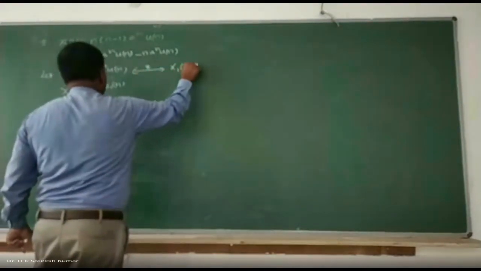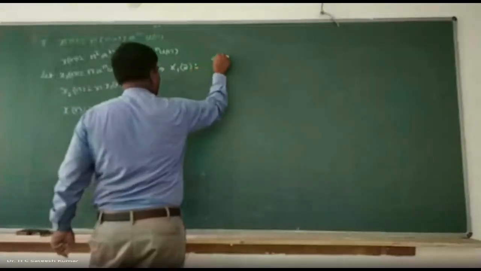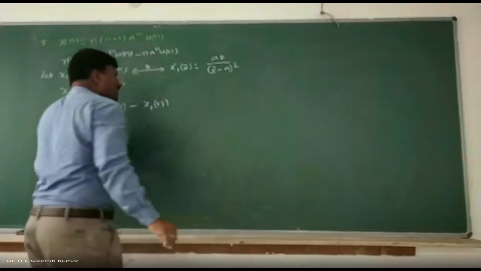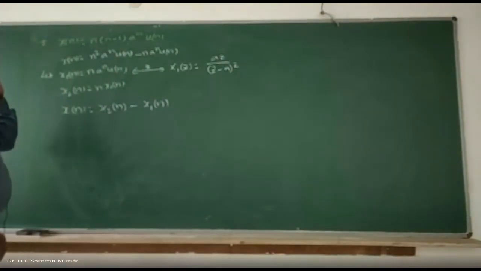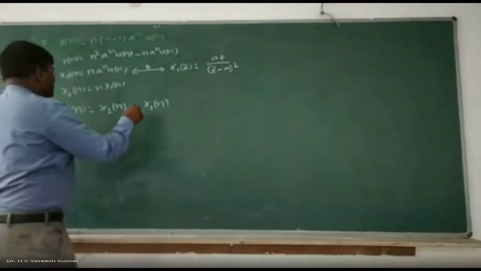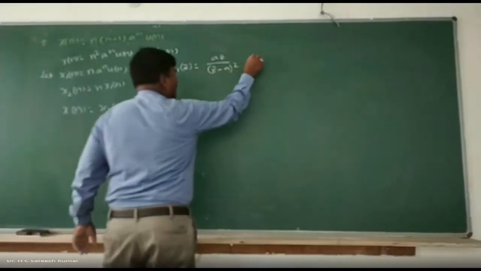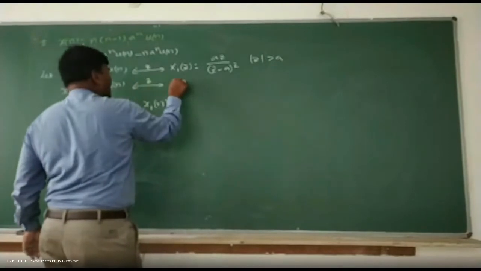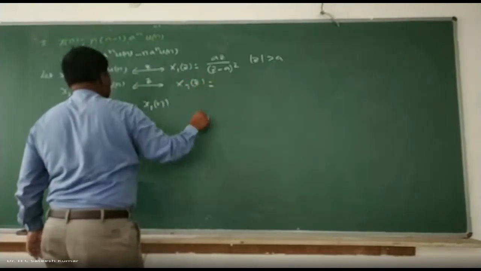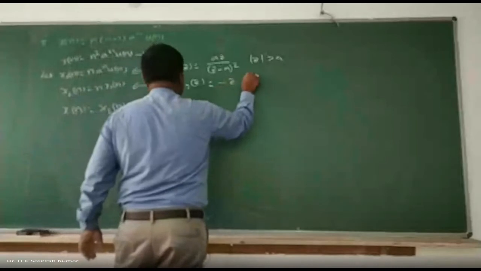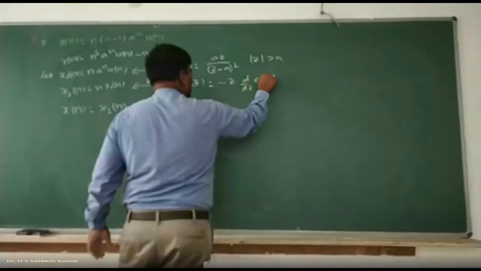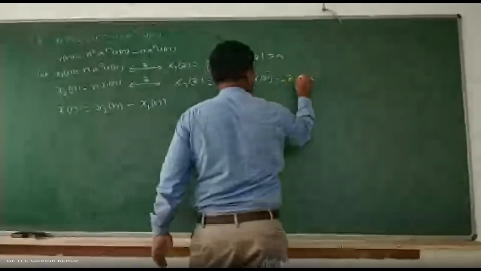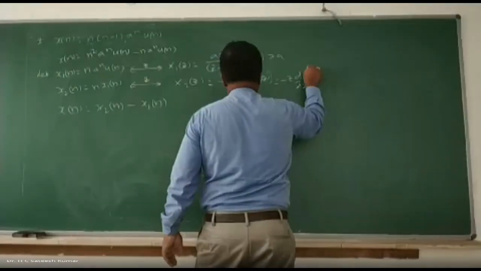X1 of z is equal to az divided by z minus a whole square, the z transformation of n into a power n into u of n, with ROC mod z greater than a. What is the z transformation of this one? X2 of z is equal to minus z into d by dz of x1 of z.